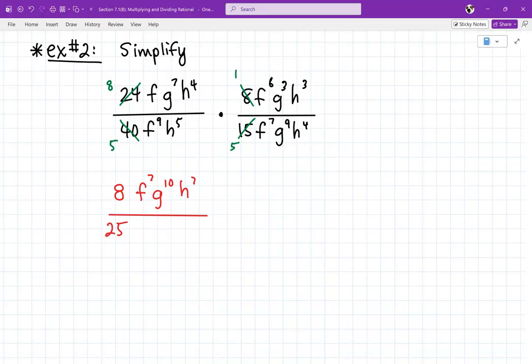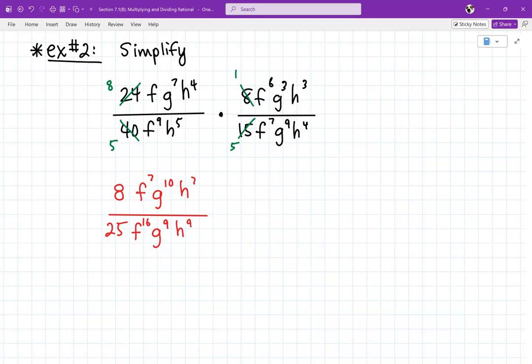In terms of f, I have f to the 9th times f to the 7th, that's f to the 16th. That means there's 16 f's on the bottom. There's no g on the bottom left, but there is one on the bottom right. That's g to the 9th. And then the h's, I have h to the 5th and h to the 4th. That's h to the 9th.